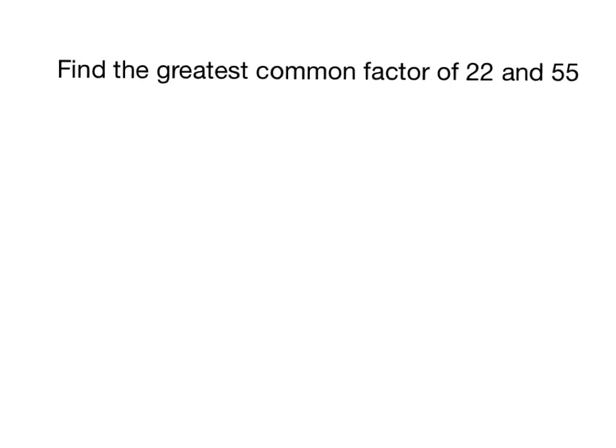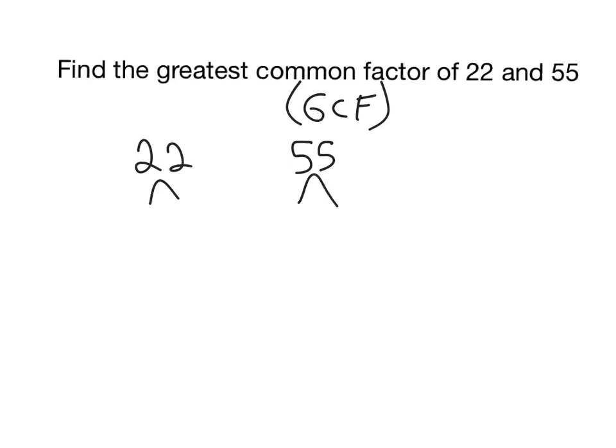Another thing we did in this lesson was find the greatest common factor, also known as the GCF. So here, if we find the greatest common factor of 22 and 55, if you remember, for greatest common factor, we're going to get the common factors. We can circle the common factors in a different color, and then the factors that we circled get multiplied together.